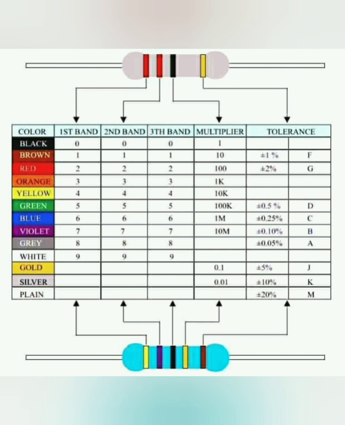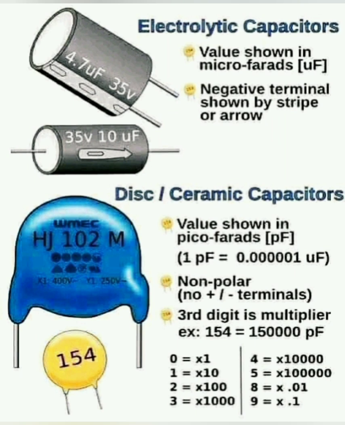So likewise we need to count the color coding of your resistors. These are the basic things for knowing the color coding of your resistor, and also knowing the value of your resistor. We mainly need to know the colors and differentiate them according to their colors.